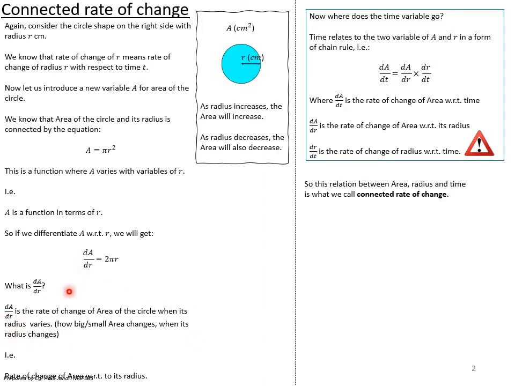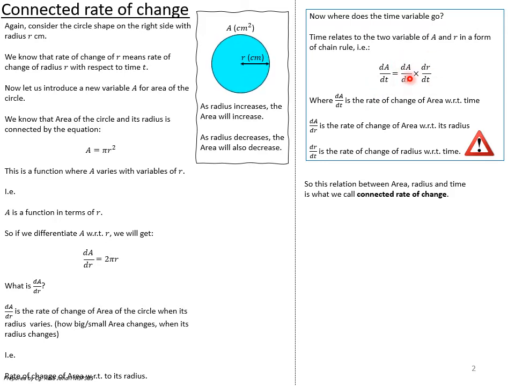Here I write that dA over dr is the rate of change of area when its radius varies. So where does the time variable go? What place does time have in this relationship? Time relates the two variables of area and radius in the form of the chain rule. If we have dA over dt, this is the rate of change of area with respect to time. We can break this down into this equation.